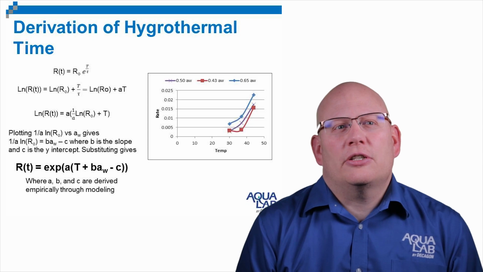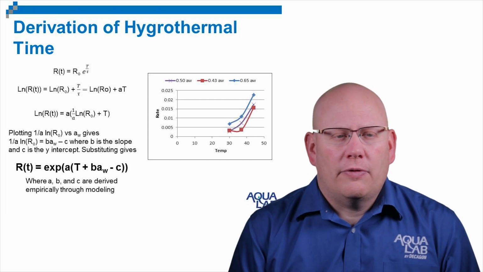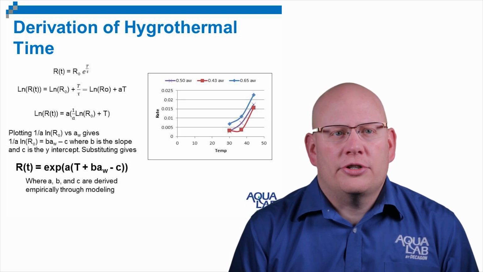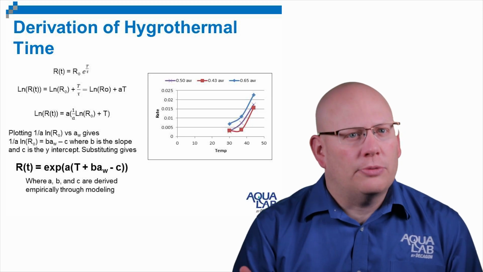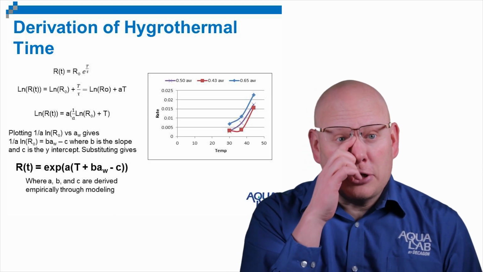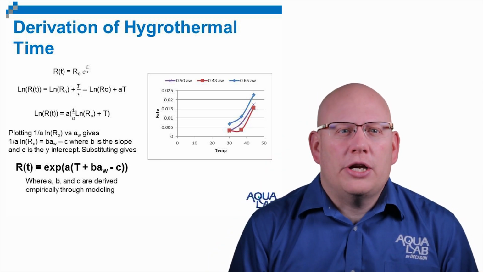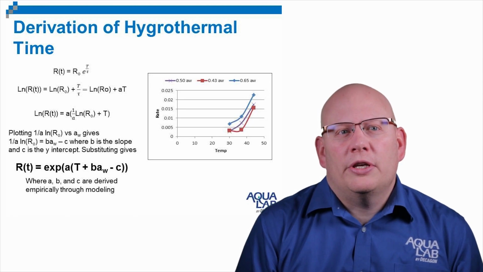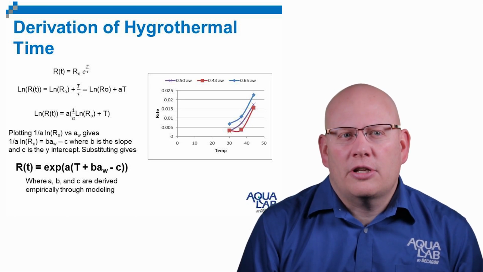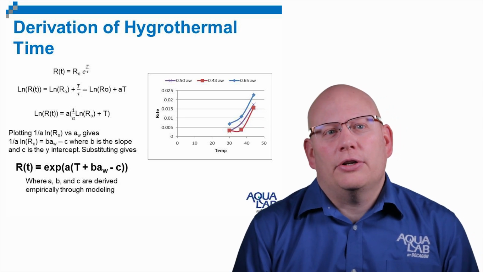The next step is then to plot this term, 1 over A, natural log of R0, versus water activity. And when we do that, because there's this correlation between water activity and reaction rate, we can actually come up with a linear equation where we can replace that term with the slope times water activity minus the y-intercept, or the C constant value.